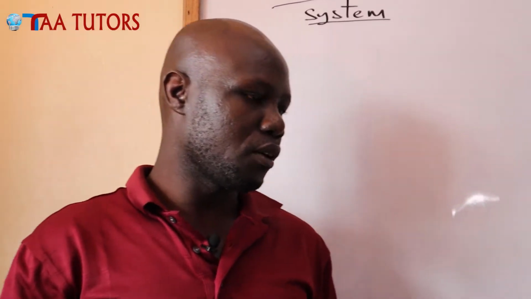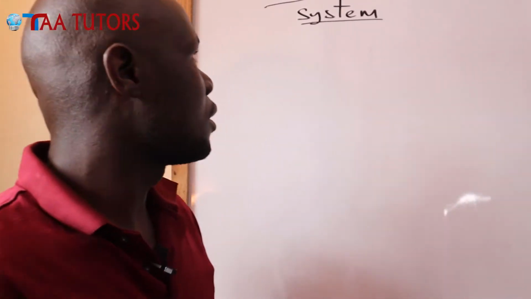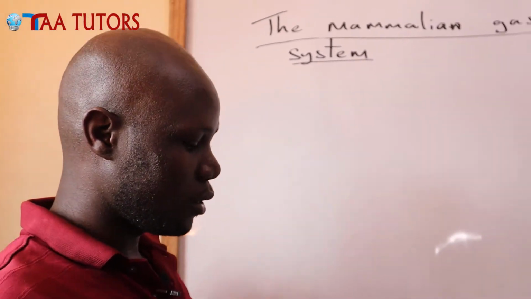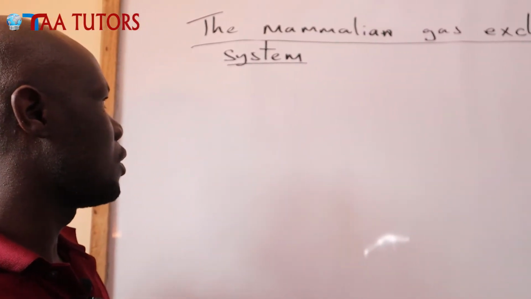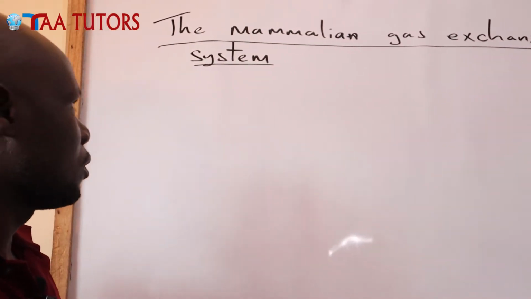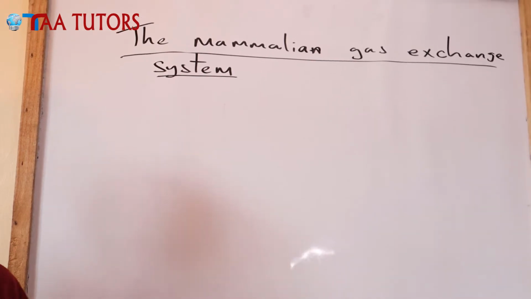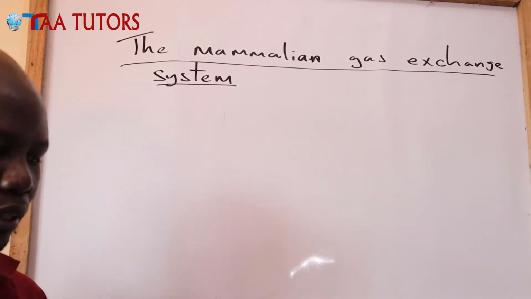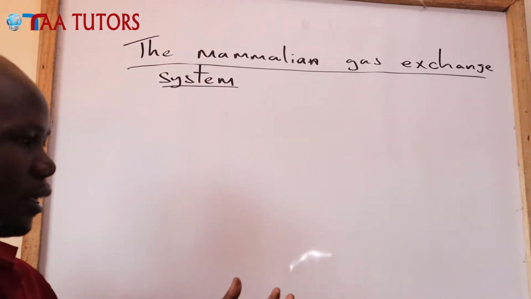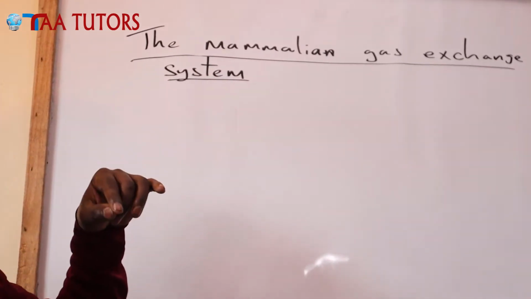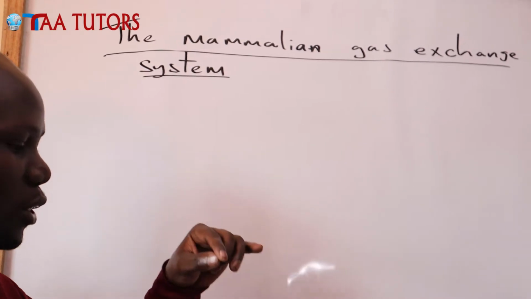I want us to have a look at the individual gaseous exchange system for various organisms. Today I want us to pick on the mammals and look at how their gaseous exchange system is and what it is all about. Examples of mammals are the human being, the horse, the cow, the goats. Our main reference point will be the human being.